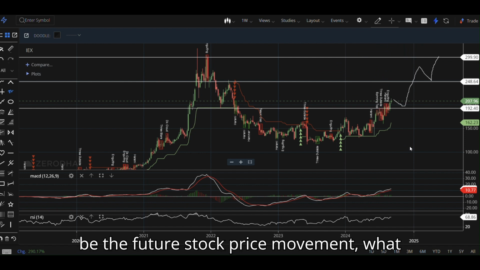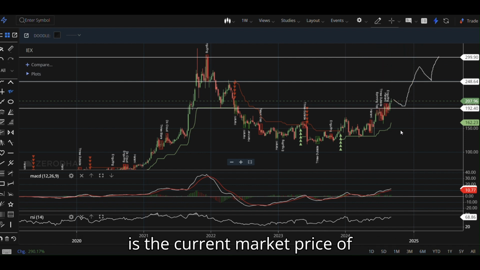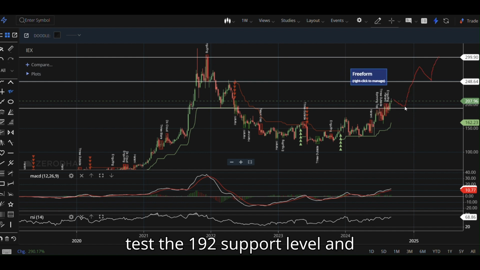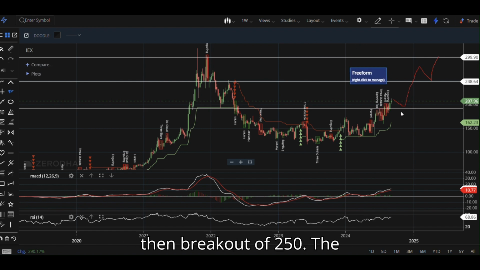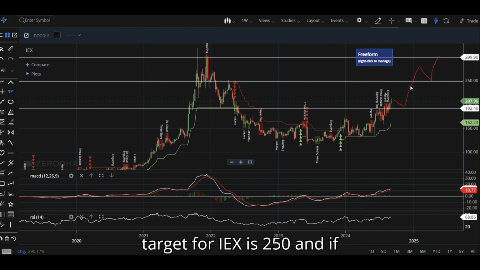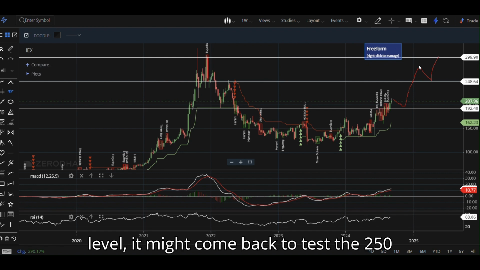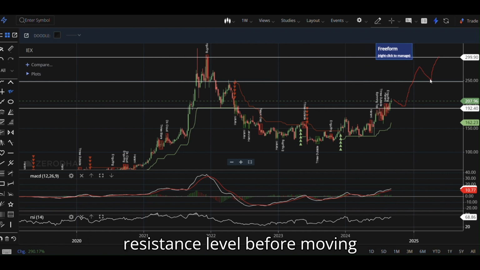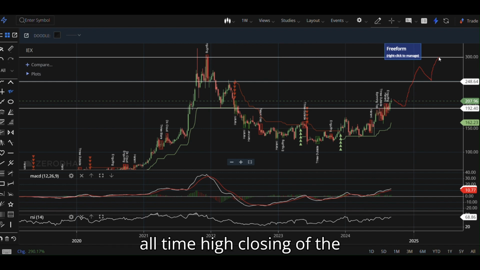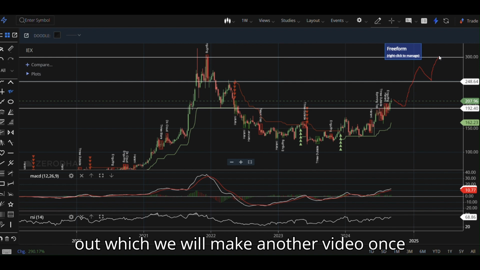So what may be the future stock price movement? The current market price of IEX is 208. It may come to test the 192 support level and then break out of 250. The minimum target I'm expecting, the first target for IEX, is 250, and if it breaks out of this 250 resistance level, it might come back to test the 250 level before moving towards the 300 level, which is the all-time high closing of the IEX price range. If this 300 level breaks out, I will make another video once this happens.